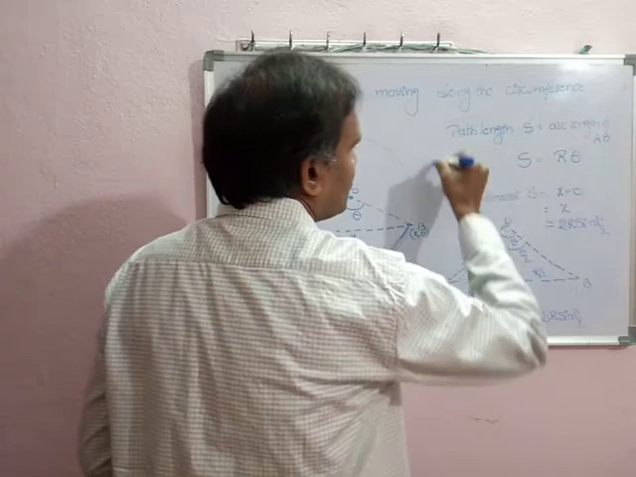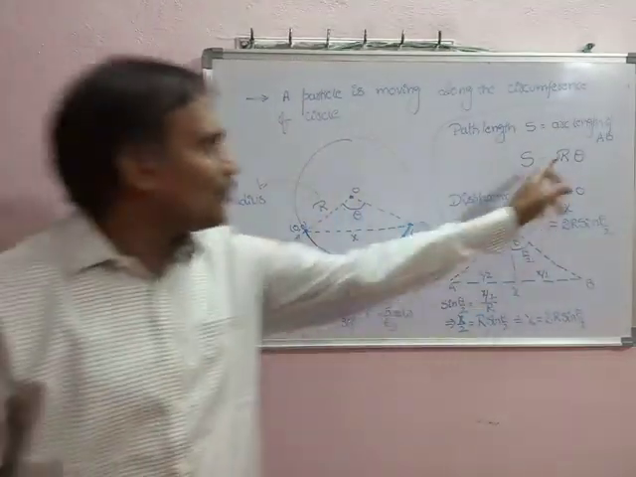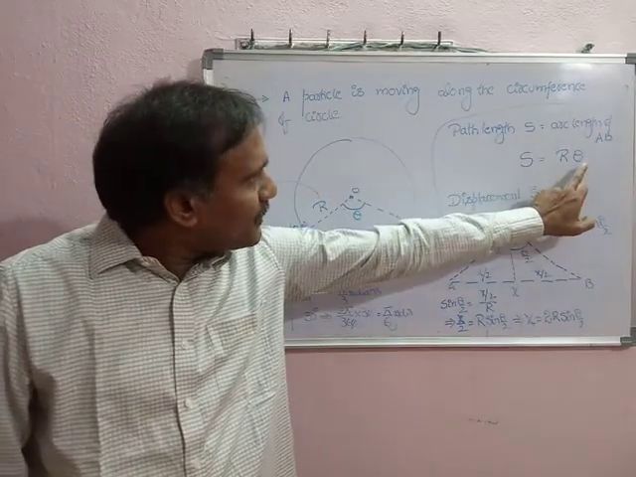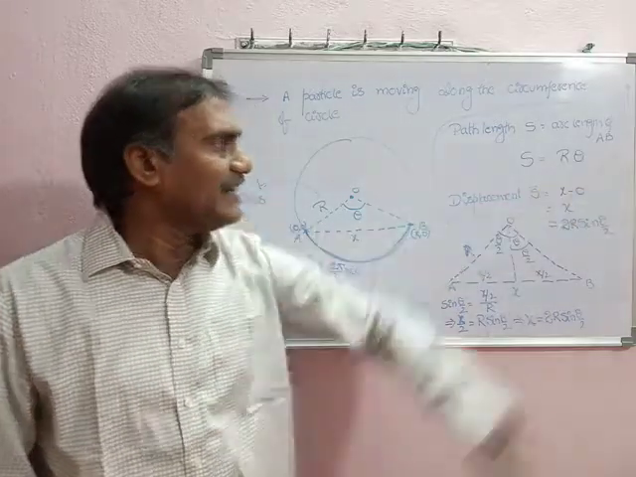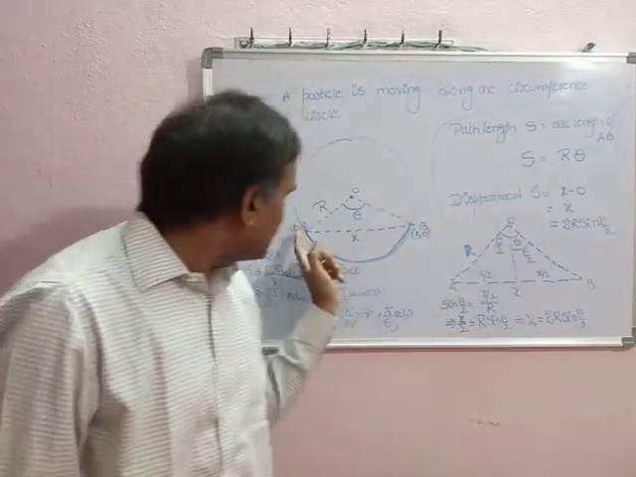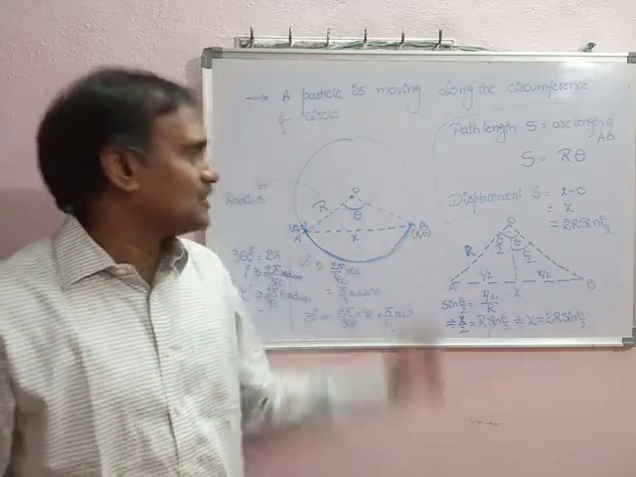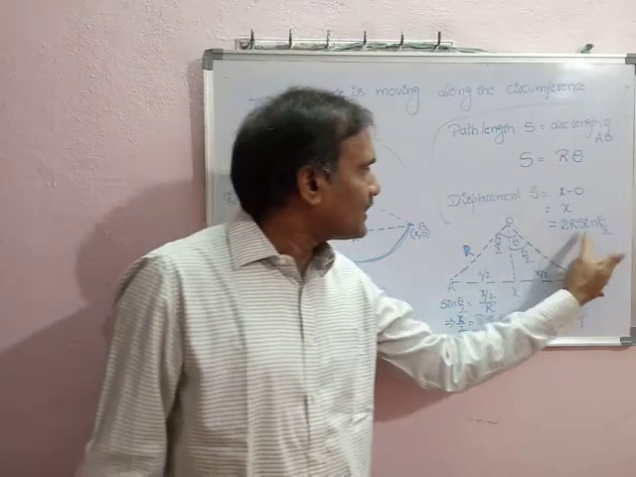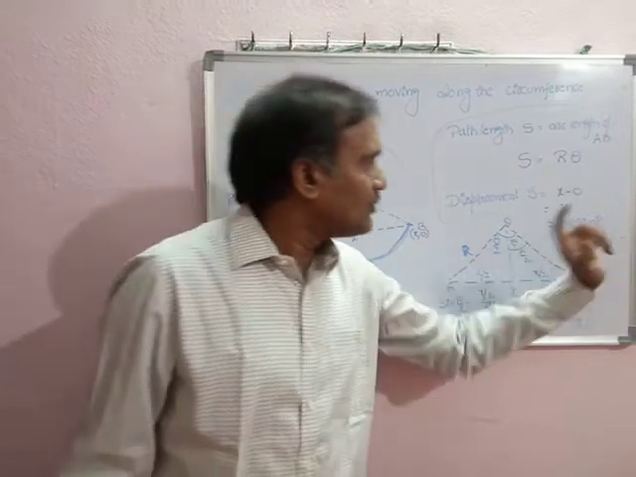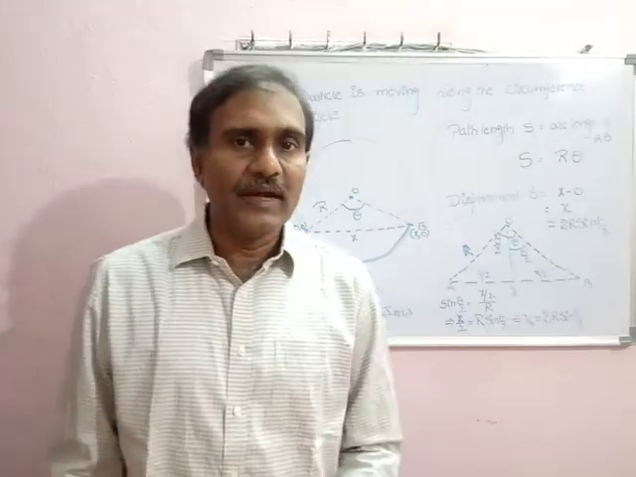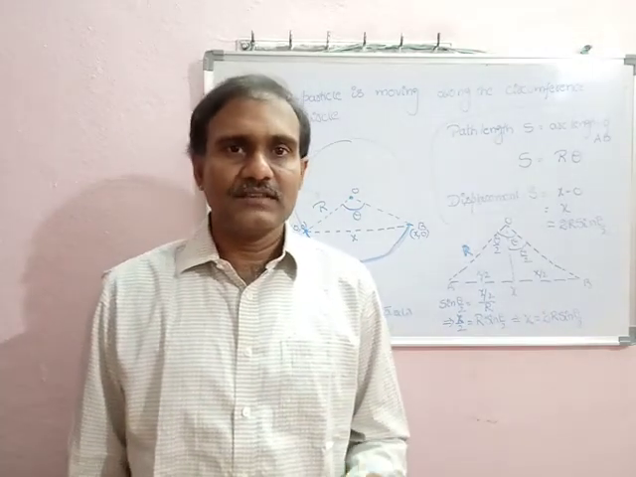Path length and displacement are measured in this manner. You must remember that in case of path length, theta should be substituted in radians. Displacement is nothing but final position minus initial position. This length we want to calculate, which is calculated using this concept. It is equal to 2r sin theta by 2. Remember that. Okay, thank you. I will stop the class from here.